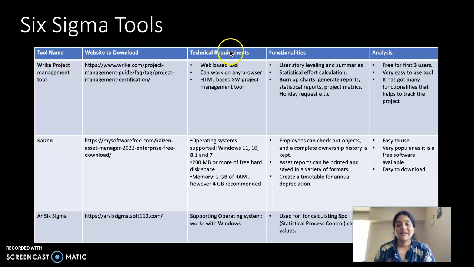I've also covered the technical requirements, functionalities of that particular tool, and my analysis about that tool in this table below. So this Wrike project management tool is basically a web-based tool, which can work on any browser, and it is an HTML-based software project management tool. The basic functionalities are user story leveling, summary, statistical effect calculation, burn up chart, generate reports, statistical reports, project metrics, folders request, etc.